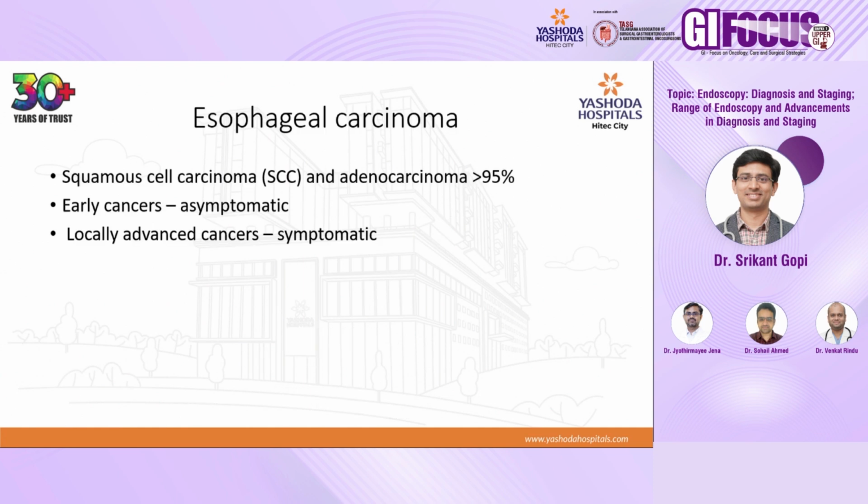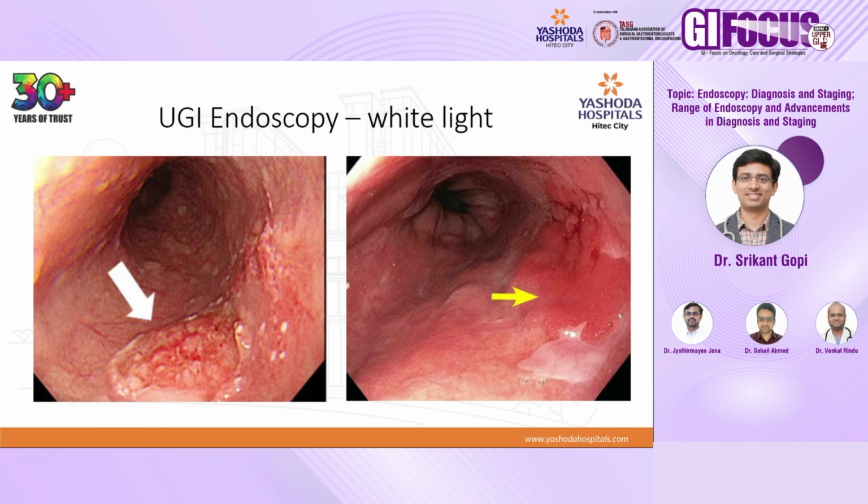As we know, most commonly squamous cell carcinoma and adenocarcinoma are seen. Early cancers are asymptomatic. Patients come to us with symptoms of dysphagia and weight loss. When we do upper GI endoscopy for their symptoms, we find nodular lesions or ulcerative lesions, and such a mucosal lesion is suggestive of esophageal carcinoma.